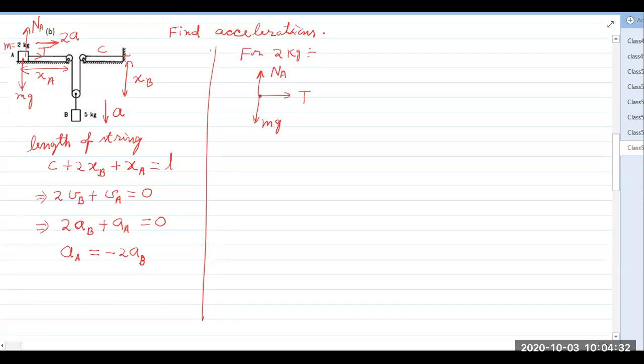So mg and normal are balanced. We need to write only for tension. So we can write tension equal to m into 2a, because acceleration is 2a. So we can write like this. So this is equation 1.